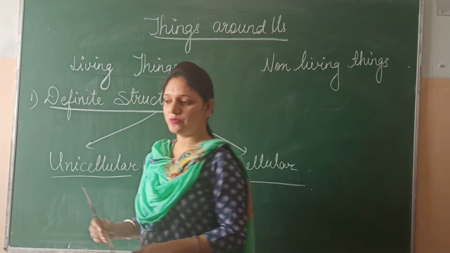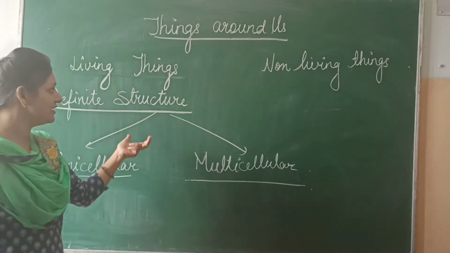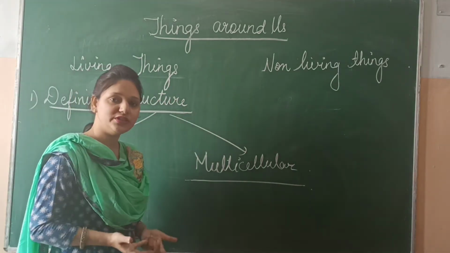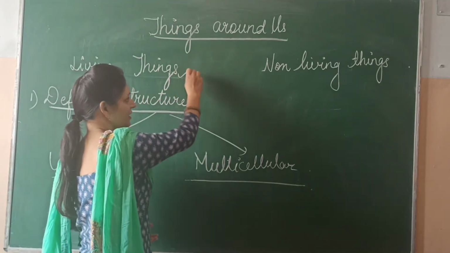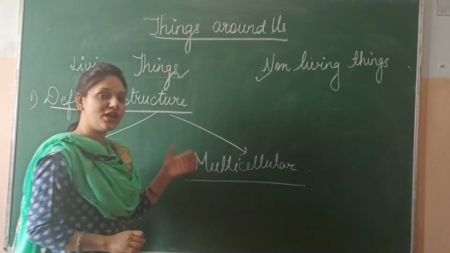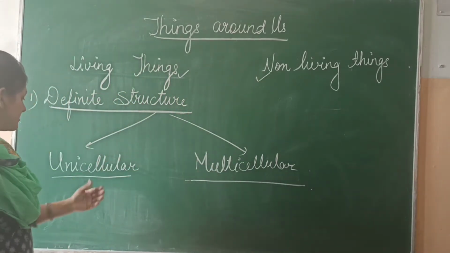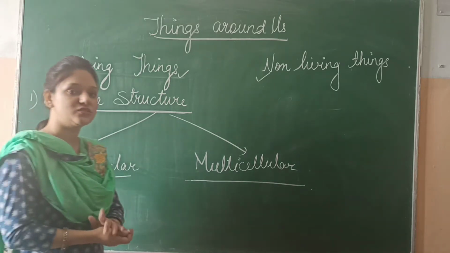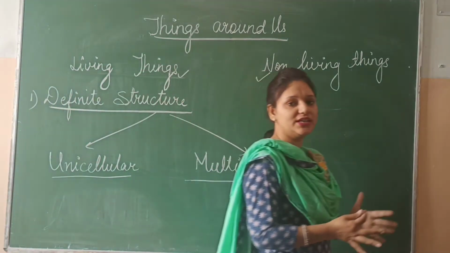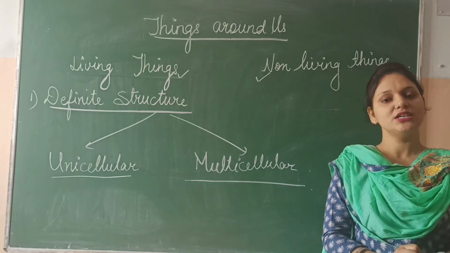So now let us observe how we can classify the different things on the basis of living and non-living. What are the special features of the living things? So the first thing is definite structure. All the living things have a definite structure.